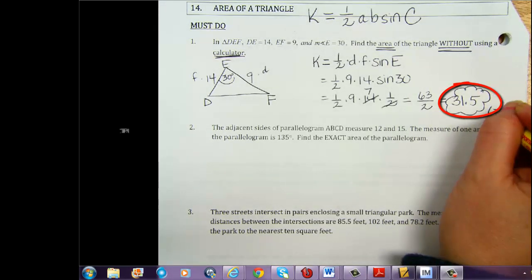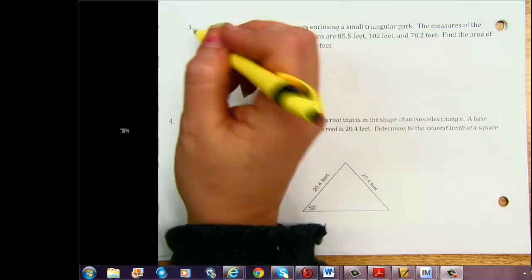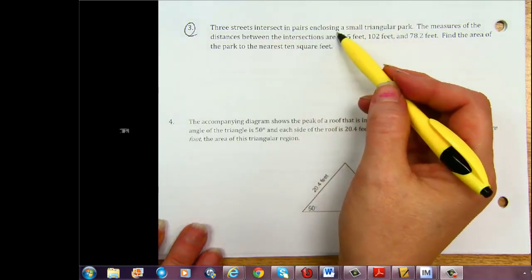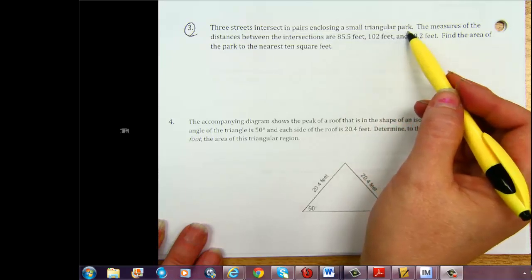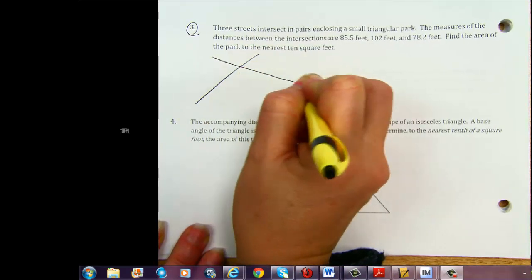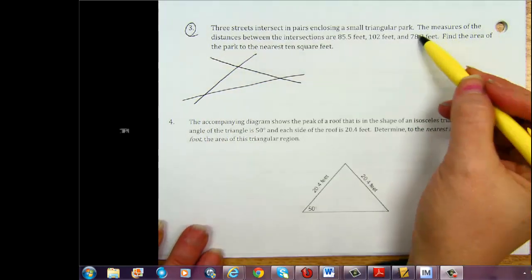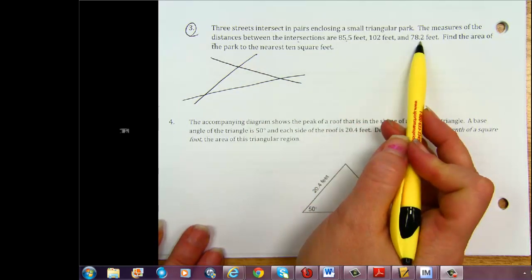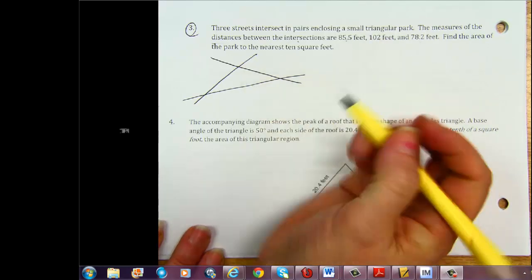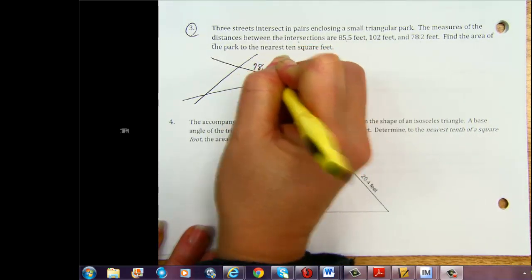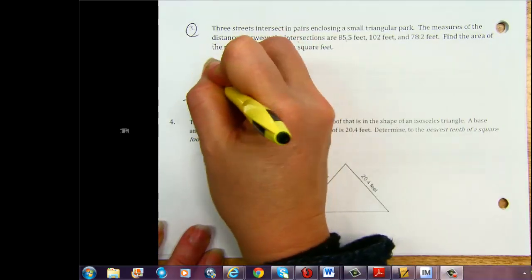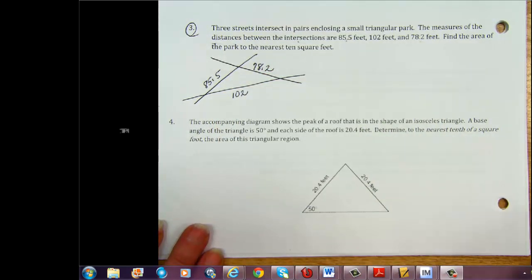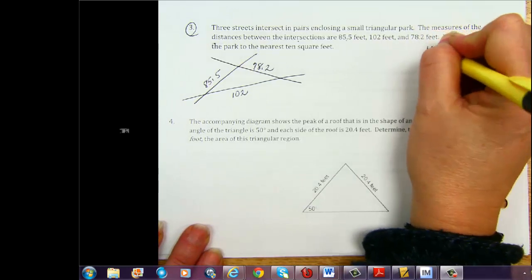Okay. For another example, I'm going to move to number 3. Number 3. 3 streets intersect in pairs, enclosing a small triangular park. So I draw myself 3 streets that are forming a triangular park. The measures of the distances between the intersections are 85.5 feet, 102 feet, and 78.2 feet. So I'm going to label all parts of my triangle. Now we're asked to find the area of the park to the nearest 10 square feet.